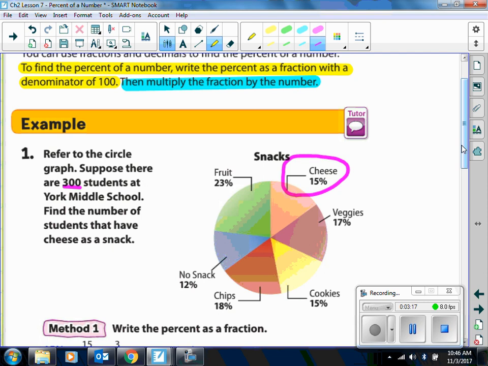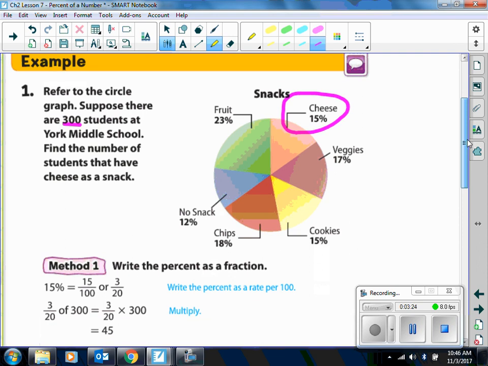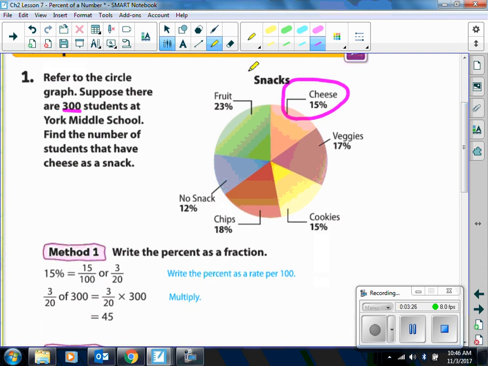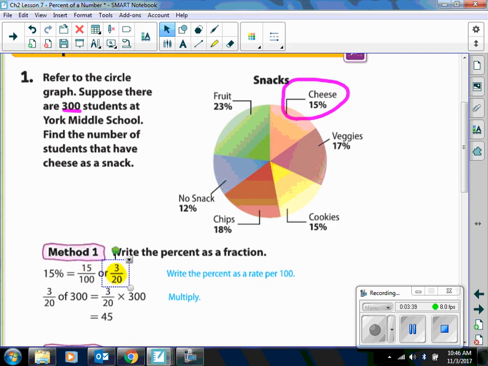Up here it tells us that we want to write that percent as a fraction. So 15% we can write as 15 over 100. Then we can of course simplify that by dividing by 5, and we get 3 over 20. Now we're going to take that 3/20ths and multiply times 300. Is everybody with me on that? So you can put this 300 over 1. You can simplify before you multiply, and then you end up with 45 students.